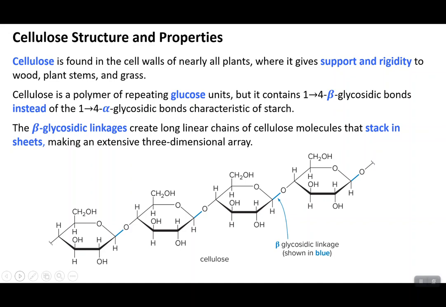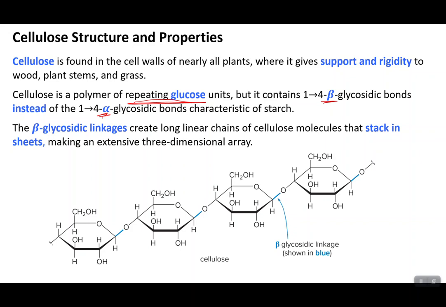Cellulose is found in the cell walls of pretty much all plants, and this is what gives plants that support and rigidity. For example, wood, plant stems, and grass. So cellulose is also a polymer of repeating glucose units, so that is how it's similar to the other energy storage molecules we just talked about. But the difference is that it contains a 1,4 beta glycosidic bond rather than the alpha that we talked about.